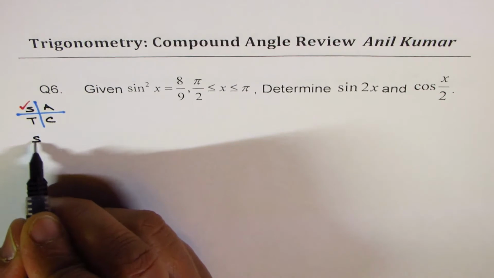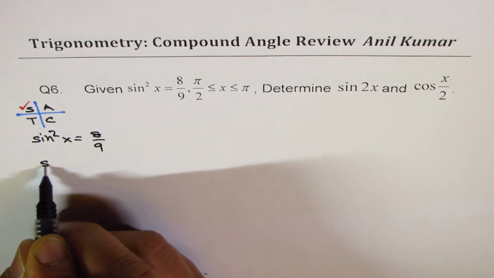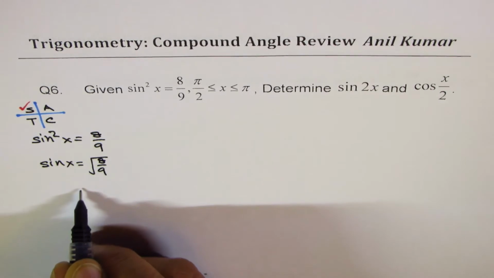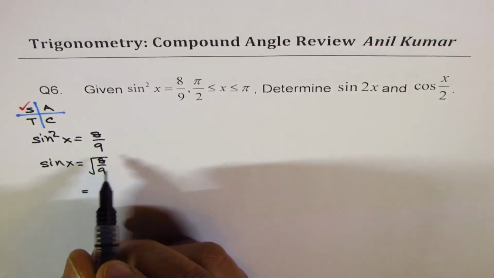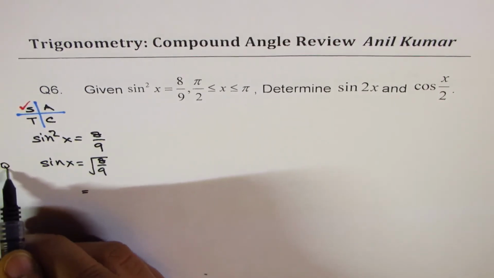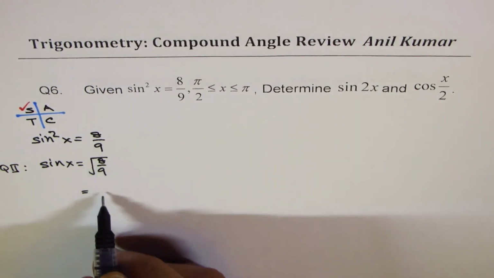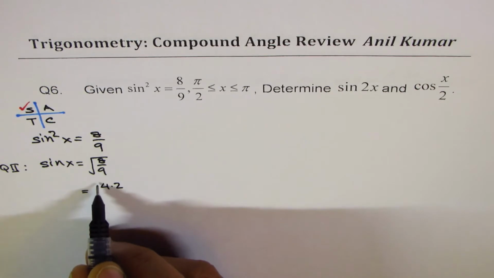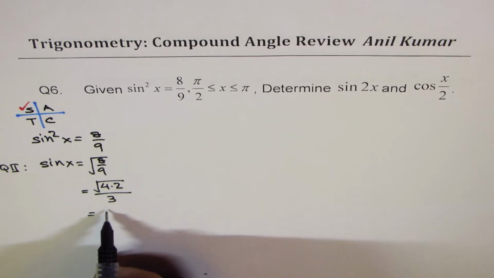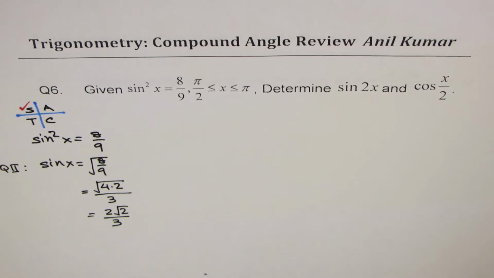So what we are given here is sine square x equals 8 over 9. So that means sine x is equal to square root of 8 over 9. Whenever you do a square root, it is positive and negative. However, since we are in quadrant 2, we are taking the positive value. So 8 could be written as 4 times 2 in the square root part, and square root of 9 is 3. So we could write this as 2 square root 2 over 3. So that is the value of sine x.